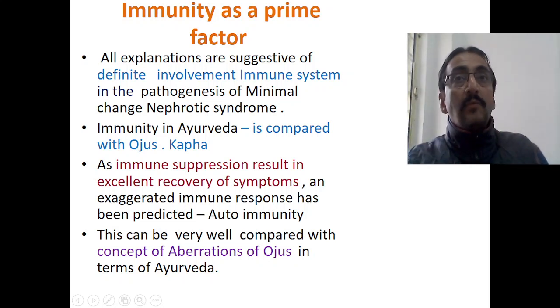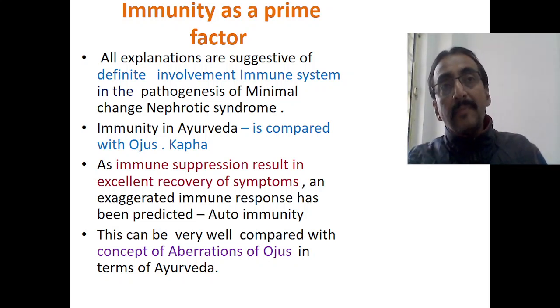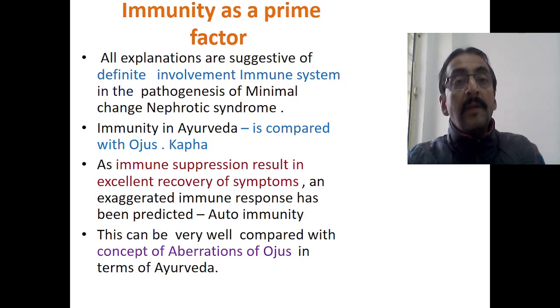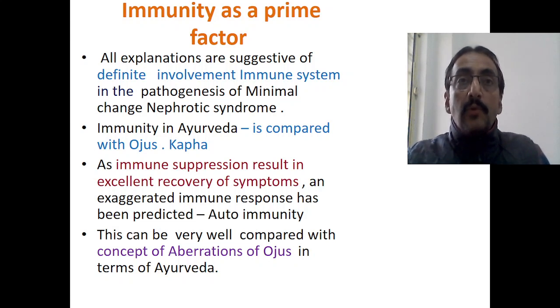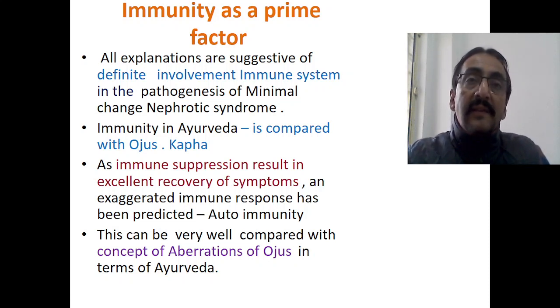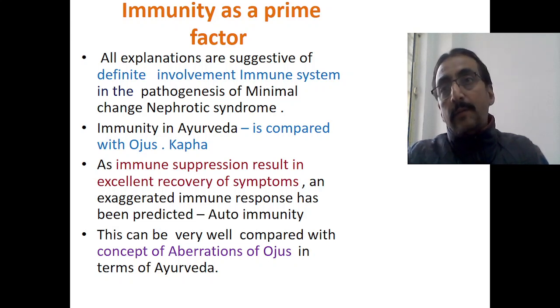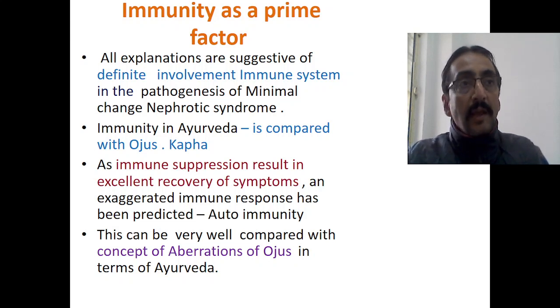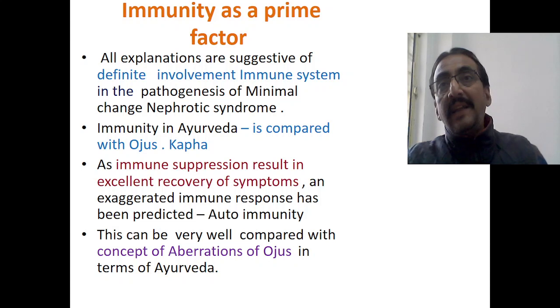So why I have given this one slide regarding immunology is that we can attribute immunity as the major causative factor for this nephrotic syndrome. I mean to say, immunity is of three types. One is immune suppression, decreased immunity, which we call immunodeficiency. Another one is exaggerated immunity. Another one is deranged immunity.